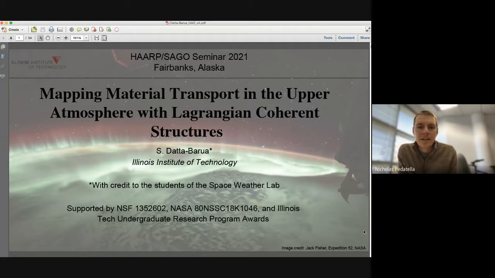And she's on the NASA Living with a Star Program Analysis Group, the ION Council, and the UNAVCO Geodetic Infrastructure Advisory Committee. And her main research is the use of global navigation satellite systems for remotely sensing Earth's atmosphere and surface, tomography and data assimilation for prediction of the ionosphere and thermosphere dynamics, and mitigation of upper atmosphere effects on GNSS-based navigation systems. And today she will present mapping material transport in the upper atmosphere with Lagrangian coherent structures.